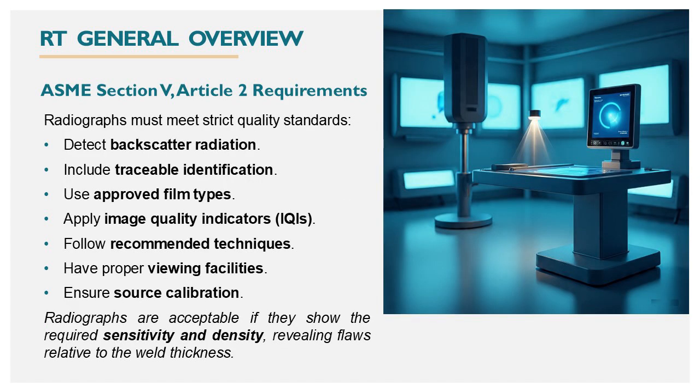ASME Section 5, Article 2 requirements. Radiographs must meet the following quality standards: detect backscatter radiation, include traceable identification, use approved film types, apply image quality indicators or IQIs, follow recommended techniques, have proper viewing facilities, and ensure source calibration. Radiographs are acceptable if they show the required sensitivity and density, revealing flaws relative to the weld thickness.